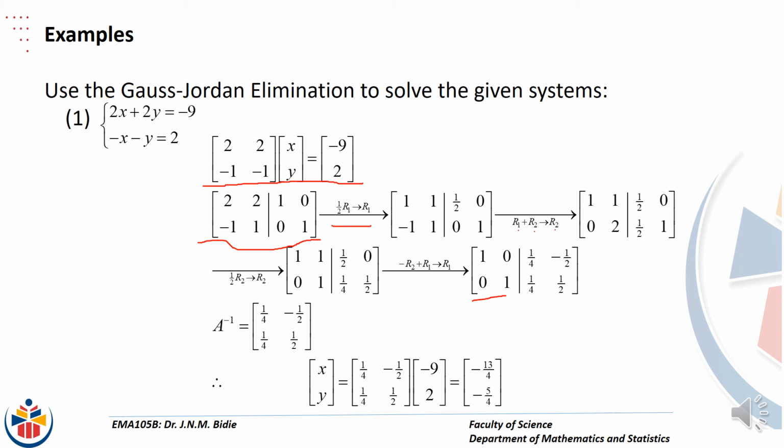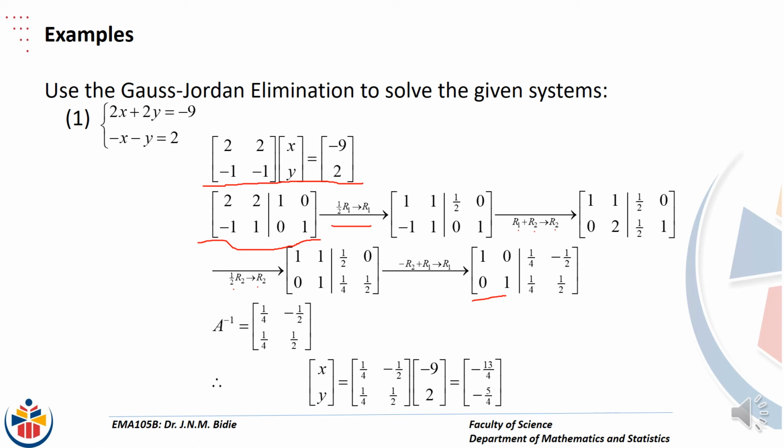So now I've got this far. Now the challenge is this 2 has to change. It has to be 1. So next step, I change that 2 to 1 by dividing the whole row by 2. Hence, I've got that operation there. Half times row 2, substitute in row 2.